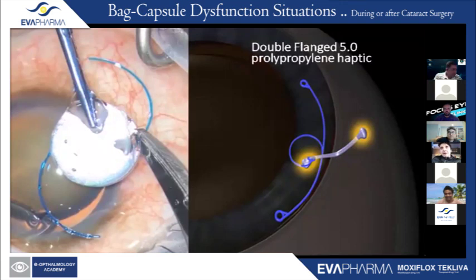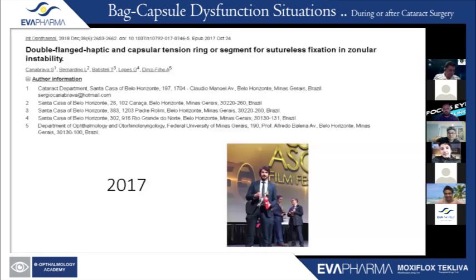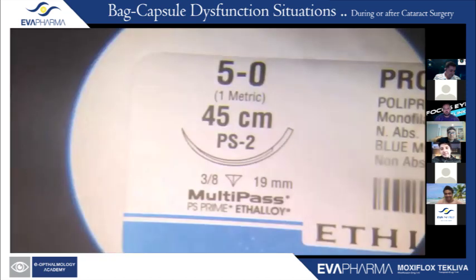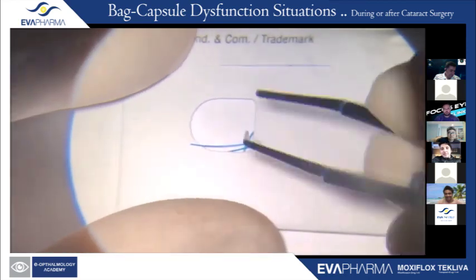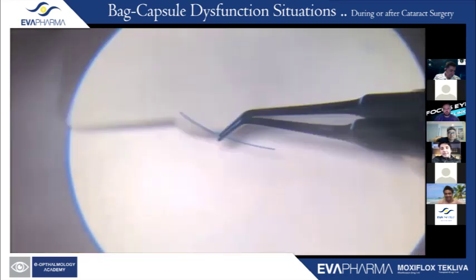Then I had only 10-0 polypropylene suture, and this has photodegradation. Then I had the idea, the first time, to use a simple polypropylene haptic to make the first double flanged. And then I published it in International Ophthalmology, and received a prize for the first double flanged haptic in 2017. Then, late in 2017, I had the idea, why not use a simple suture? And here the game changed.